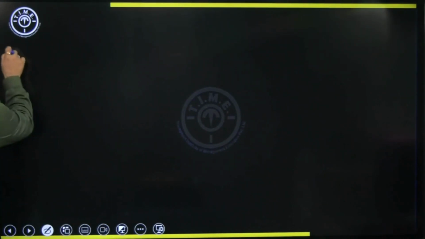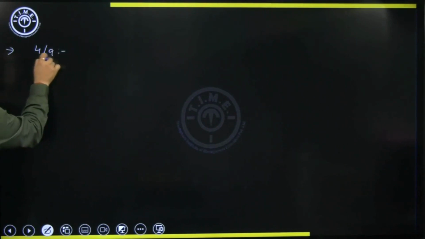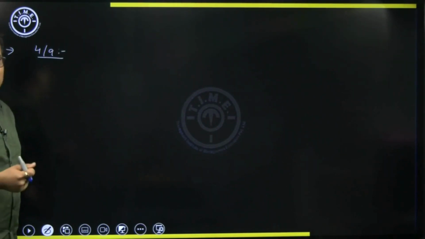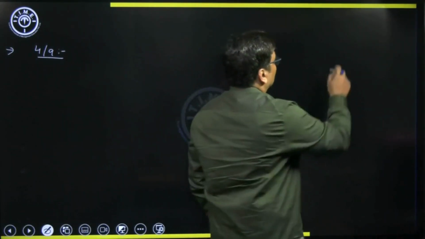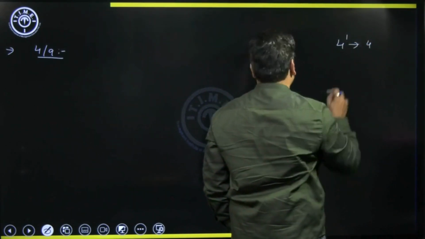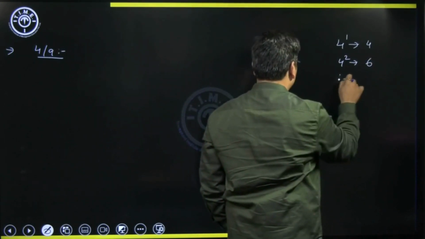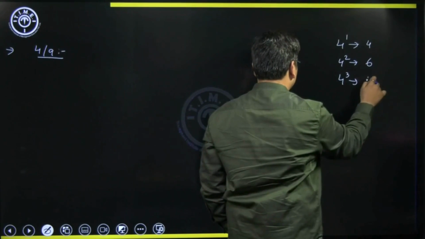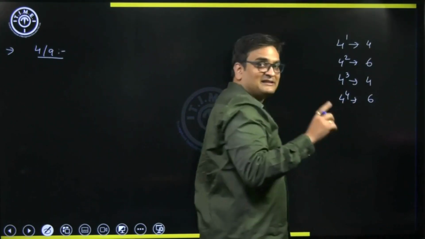There are some more complicated groups, like second group if I consider numbers ending with 4 or 9. So if you take a number ending with 4 or 9, suppose say I take 4 and I am interested only in last digit. So 4 to the power 1 will be ending with 4. 4 to the power 2 is 16, will be ending with 6. 4 to the power 3, 64, will be ending with 4 again. 4 to the power 4 is 256, will be ending with 6 again.